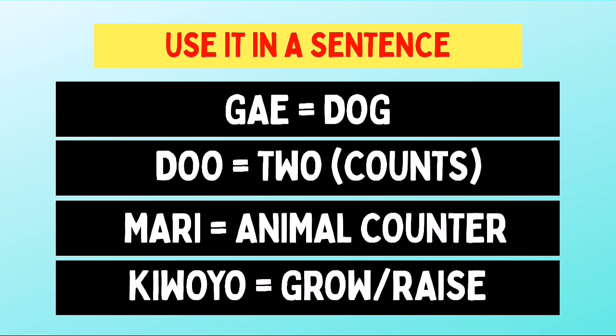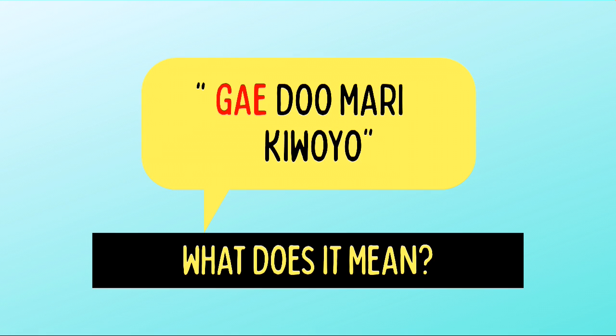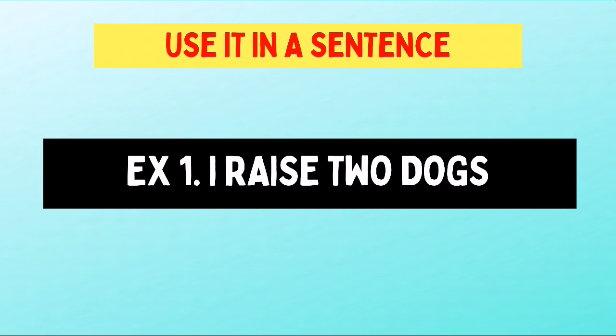The last part of the sentence is kiwoyo, and this is just the Korean for growing or raising. So when I say ge kiwoyo, it means I raise a dog. Therefore, if we combine all of this, when we say ge tumari kiwoyo, it means I raise 2 dogs. If we go back to the example sentence at the start of this video, we already know by now that the meaning of the sentence ge tumari kiwoyo is simply I raise 2 dogs.